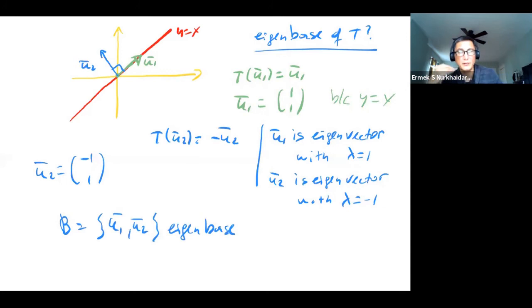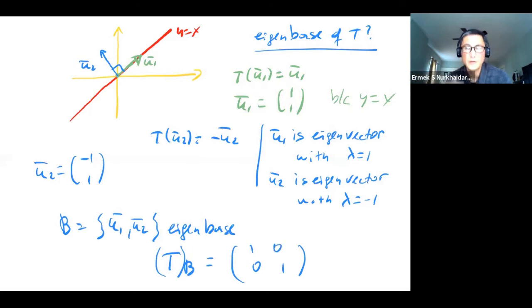And as soon as we have the eigenbasis, it's easy to write down our transformation in that eigenbasis. So T written in base B is going to be where U1 goes and where U2 goes. T of U1 is U1, so 1, 0. T of U2 is negative U2, so 0, minus 1. Okay, so it's going to be easy for us to write down the matrix for T in terms of the eigenbasis.